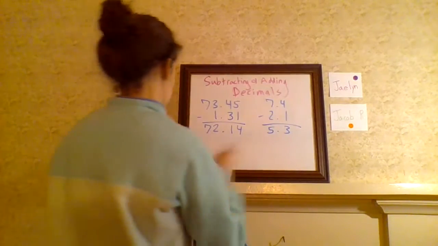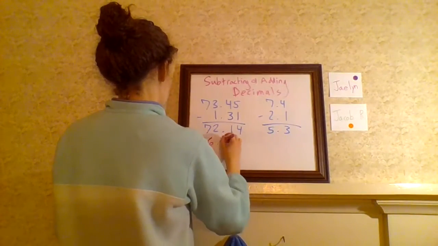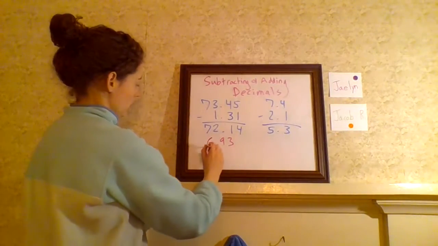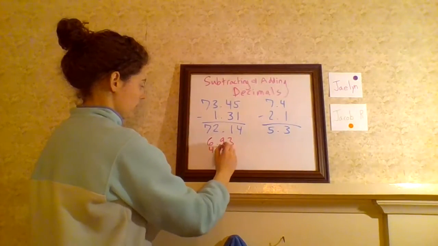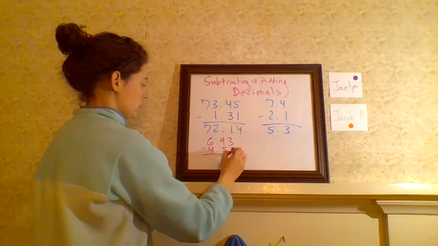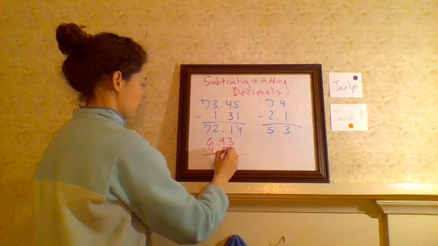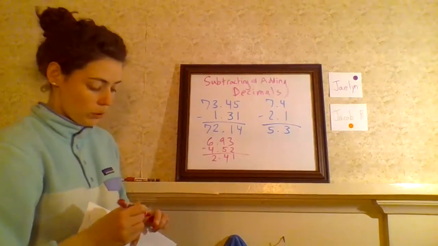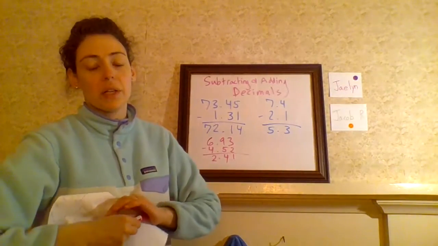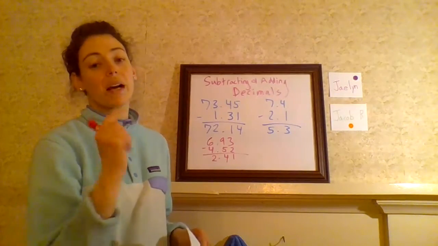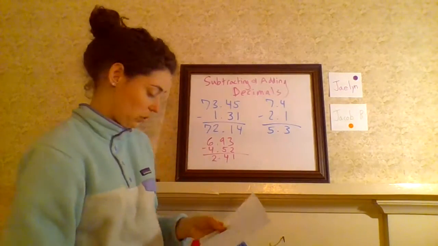Okay, try this one. 6.93. Where would we put 4.52? So 4.52, subtract 3 minus 2 is 1, 9 minus 5 is 4, 6 minus 4 is 2. So I know I'm going too fast for you to be able to do those, but just pause it once I've got the question written down, and then you can do that. Okay, we'll try one more here.